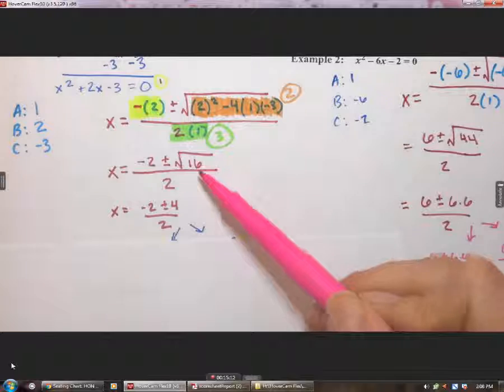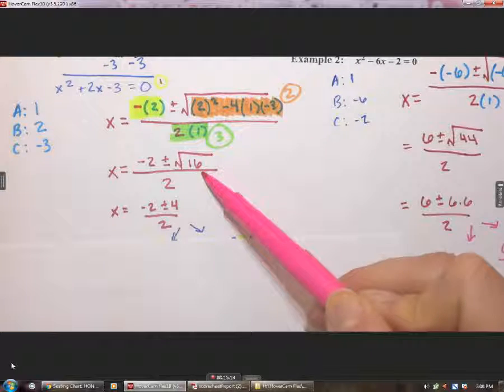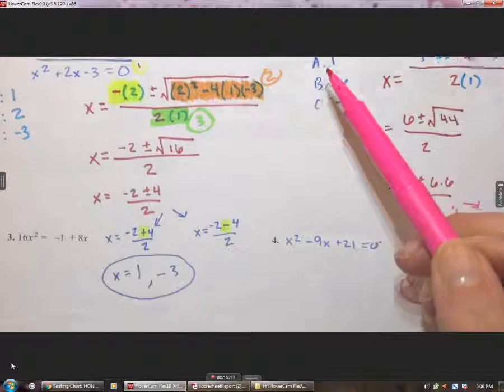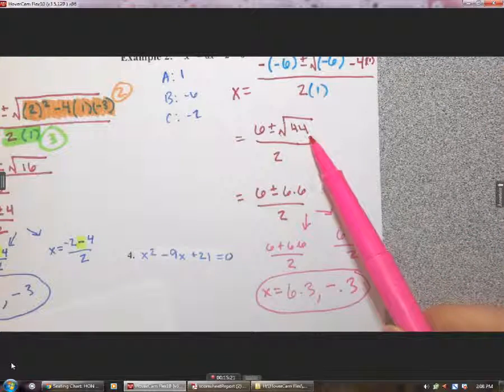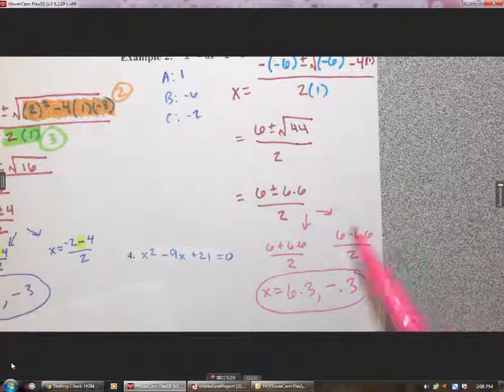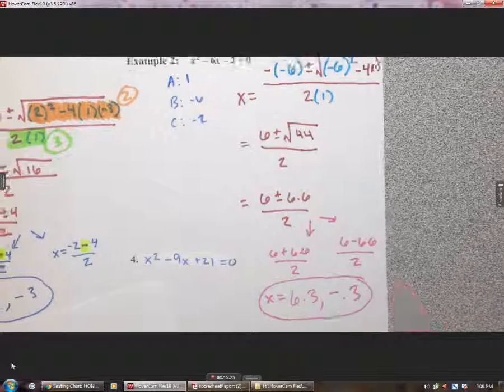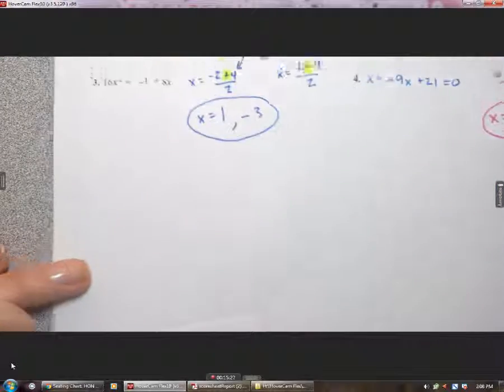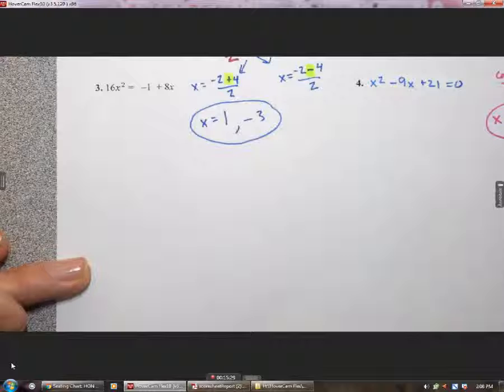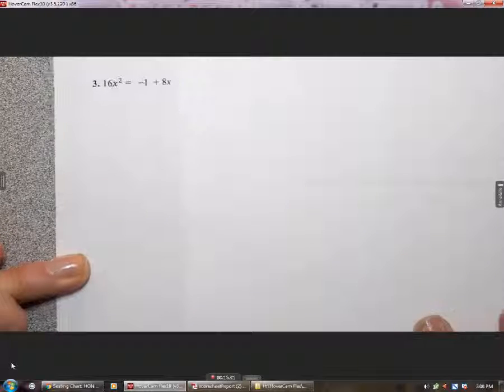So far we've done 2 examples. In the first one we got a nice square root. We got a perfect square under the radical. In the second one we did not get a perfect square under the radical. It's okay because we just did decimals. Okay, I want to show you 2 other examples. Sorry, there's so much writing all over this. Here's one of them.